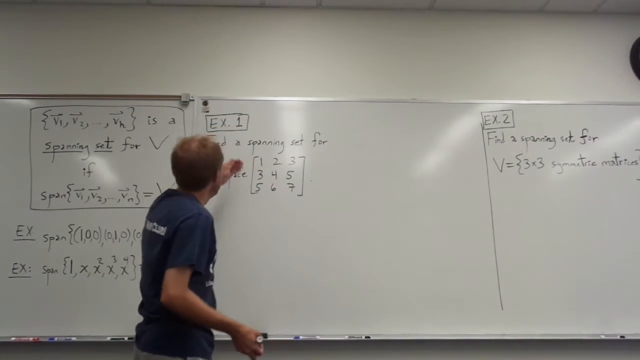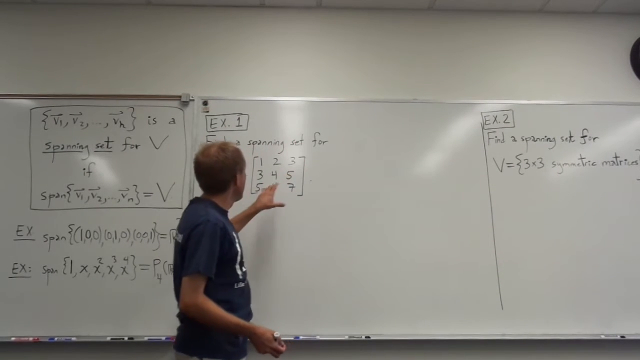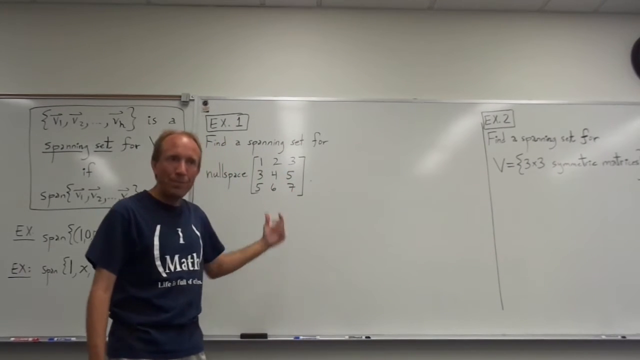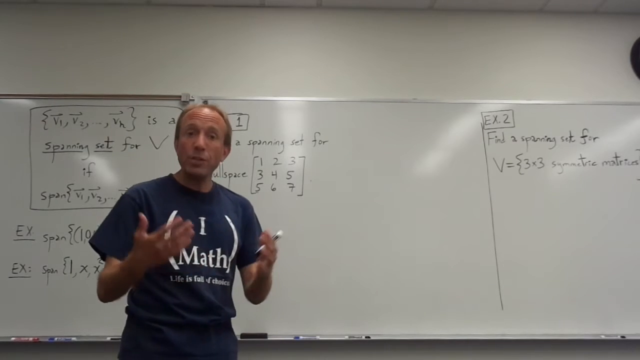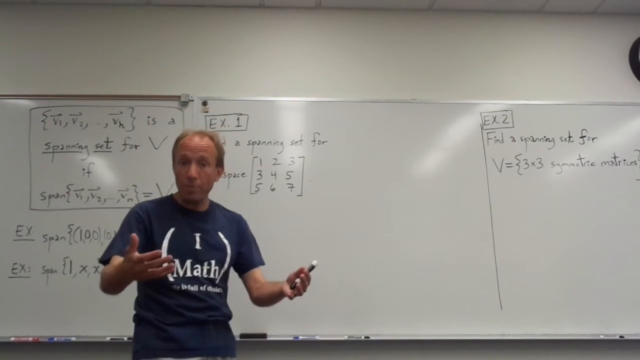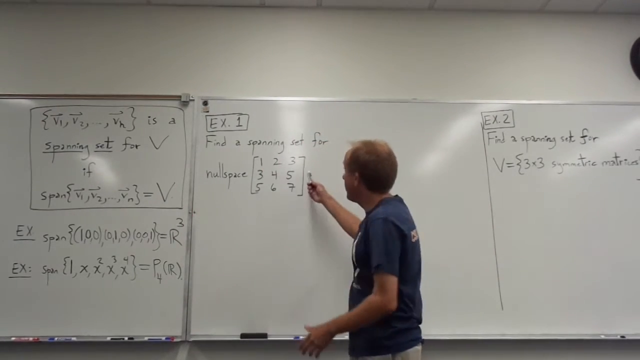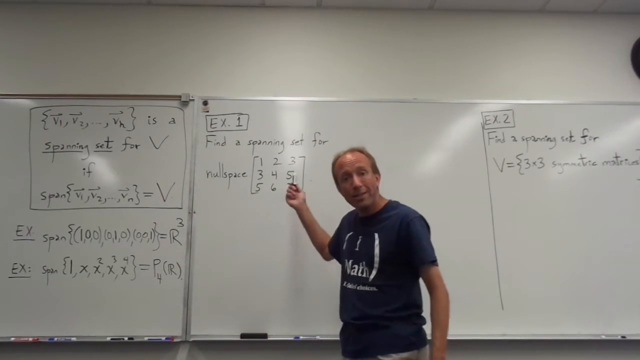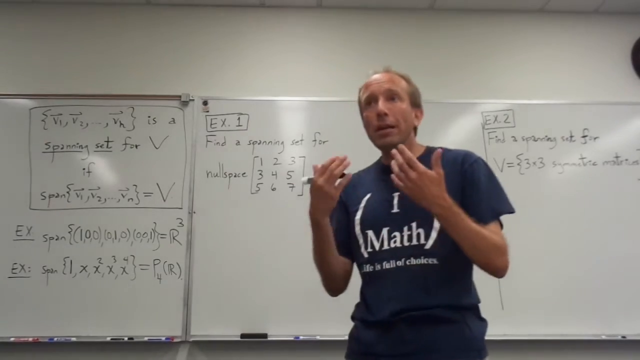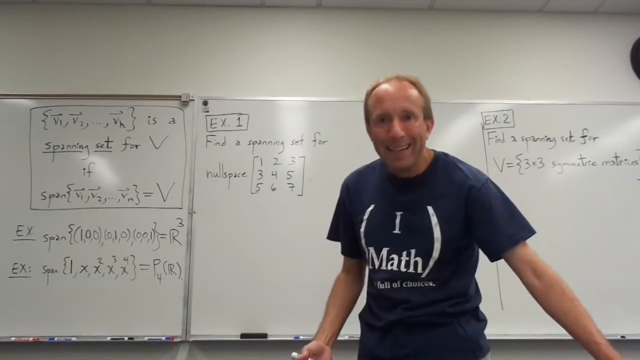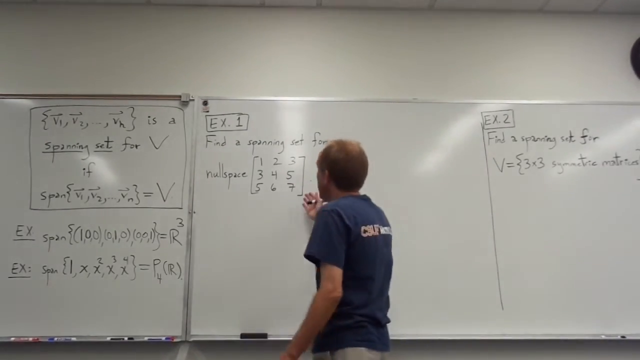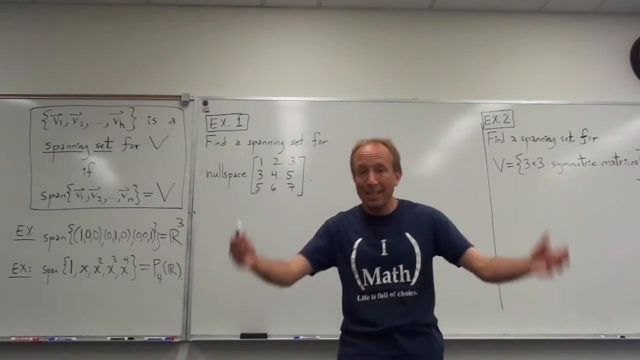So here's one. It says, find a spanning set for the null space of this matrix. Remember that the null space of a matrix is a vector space. It's actually a subspace of Rn, where n is the number of columns of the matrix. So it does form a vector space in its own right, and therefore we should be able to find a spanning set for it.